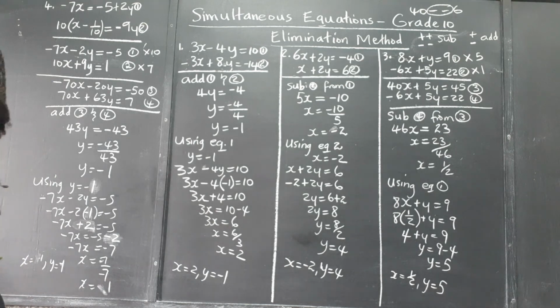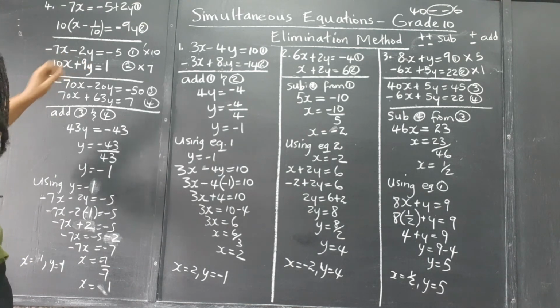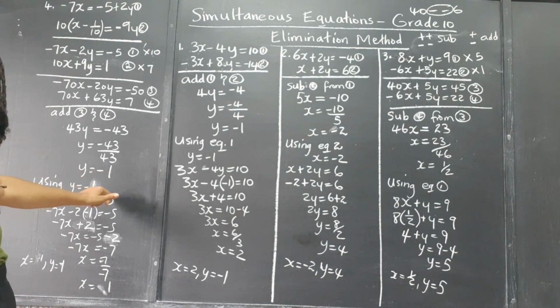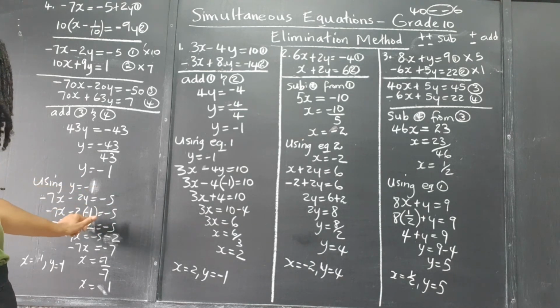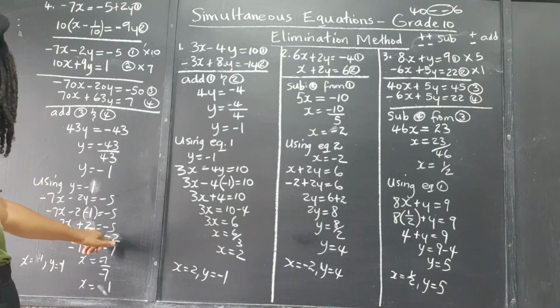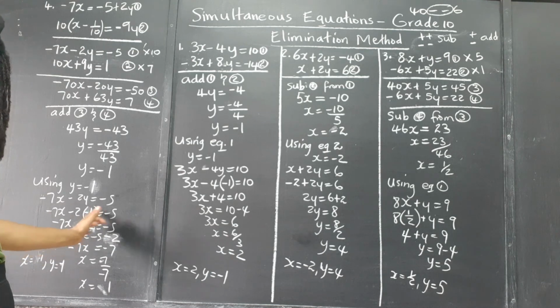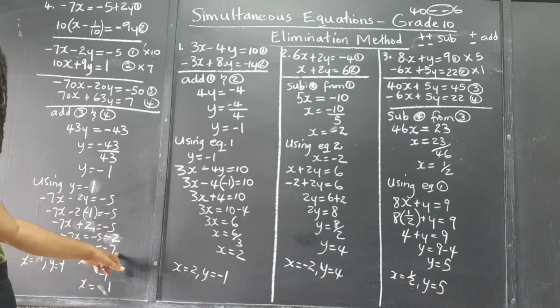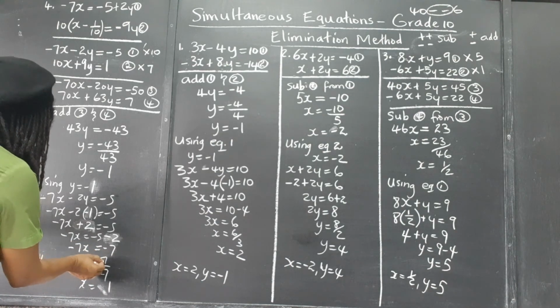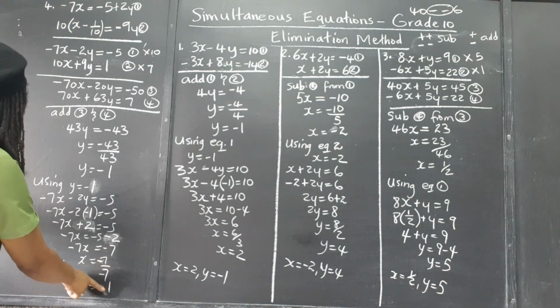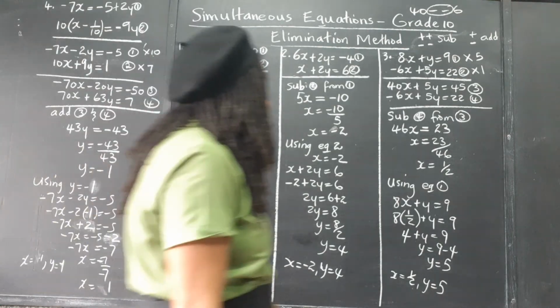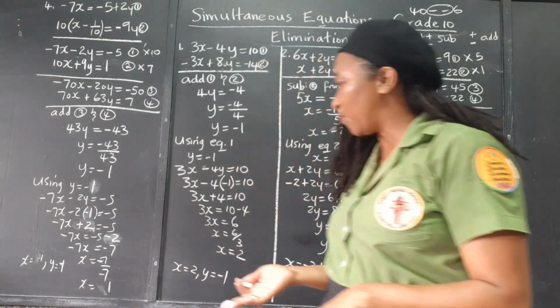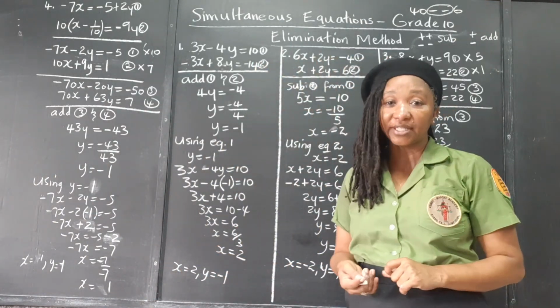Alright, so we went back and we used this equation, plugging in the value of y is negative 1 here. Negative 2 times negative 1 is a positive 2. And when we bring it over, it becomes a negative 2. Negative 7x is equal to negative 7. So when we divide negative 7 by negative 7, we get a positive 1. So x is positive 1 and y is negative 1.